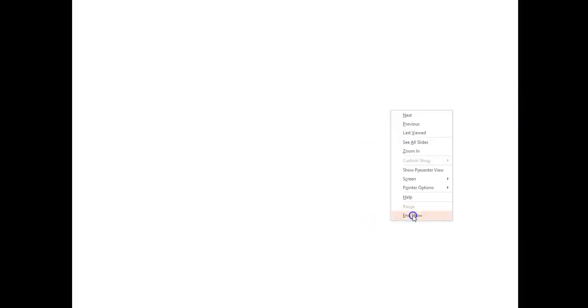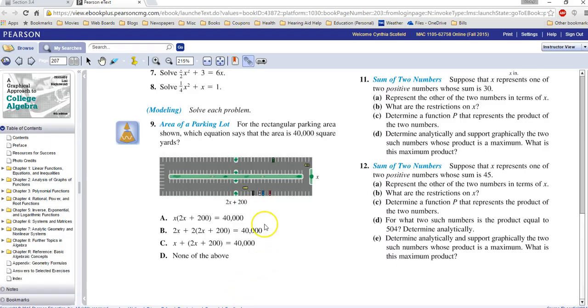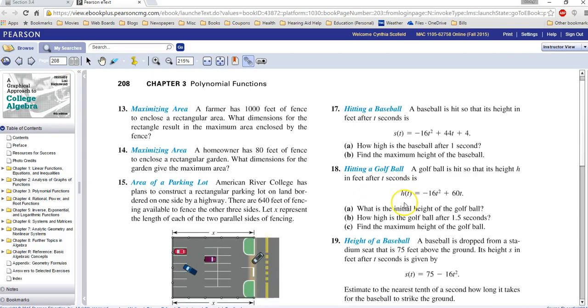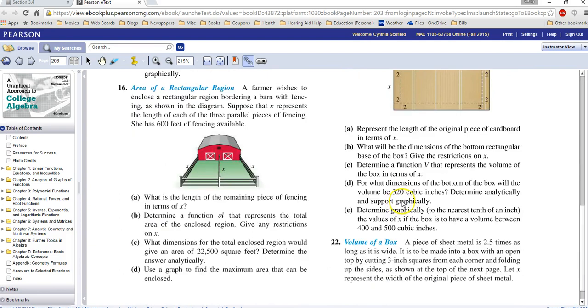Okay, next what I'm going to do is number 16. Area of a rectangular region. A farmer wishes to enclose a rectangular region bordering a barn with fencing as shown in the diagram. Suppose that x represents the length of each of the 3 parallel pieces of fencing. She has 600 feet of fencing available.